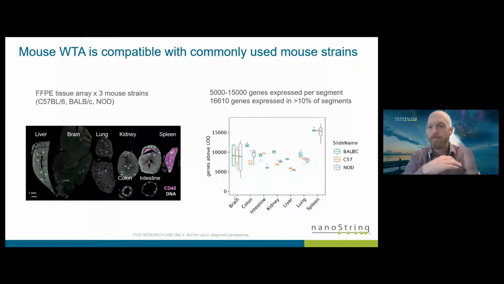detected. It varies depending on the organ that you're working with, but some tissues have more transcripts expressed in the regions than others. But you see that diversity here on the right-hand side of the genes detected above the limit of quantification. So it gives you a lot of rich information of what's going on in each tissue.